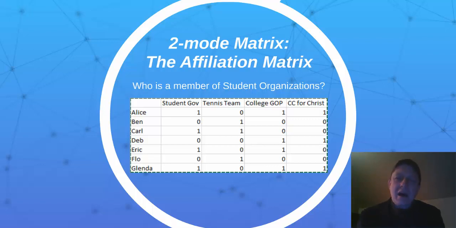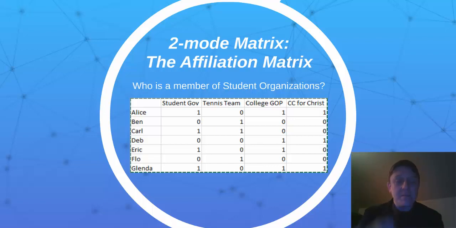Alice, if you take a look at the row for Alice and you run across, you'll notice that there's a 1 for Alice and student government. That means Alice is a member of the student government. There's a 0 for Alice and the tennis team. Alice hates tennis. She's never really been into it, and she wouldn't join that stinking team anyway, right? There is a 1 for Alice and the college GOP, and a 1 for Alice and Campus Crusade for Christ.